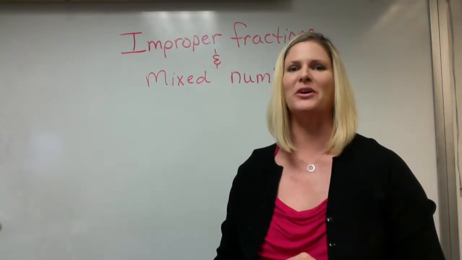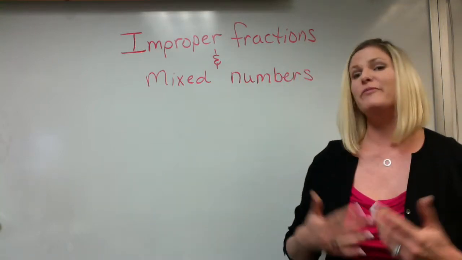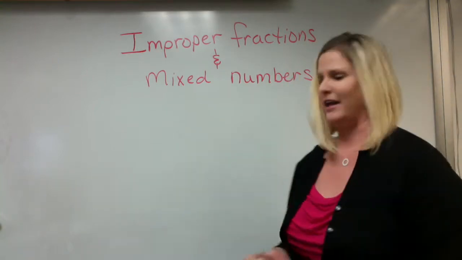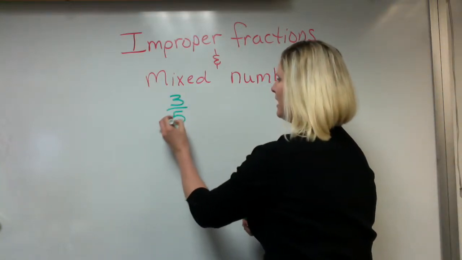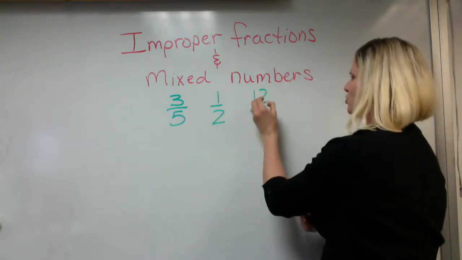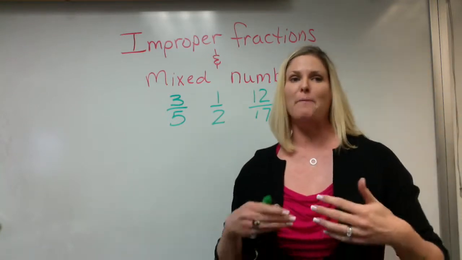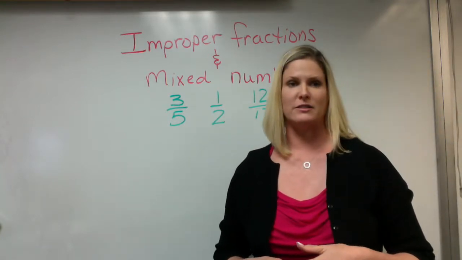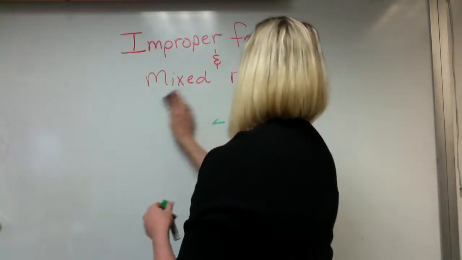I hope so, because we're on to improper fractions and mixed numbers. We've been talking about fractions like 3/5, and we talked about 1/2. We've talked about fractions like 12/17. But there are other math values related to fractions, such as improper fractions and mixed numbers. So let's explain what each one of those is.